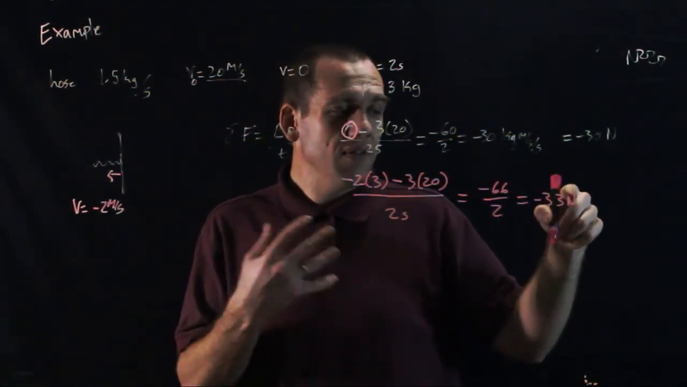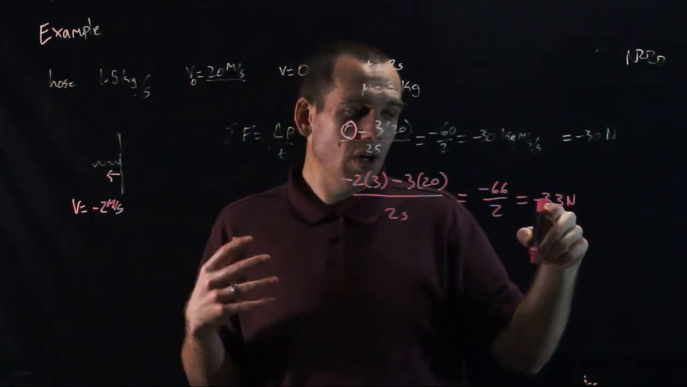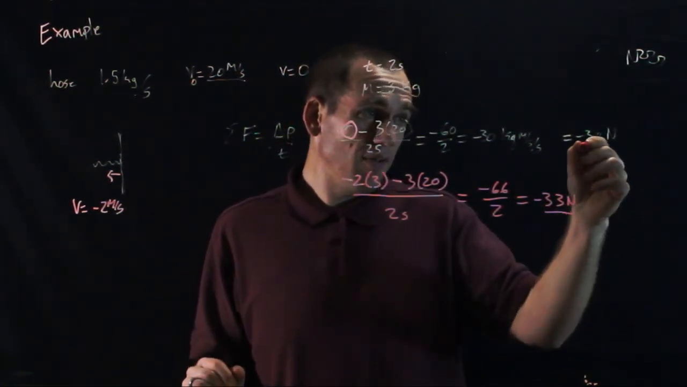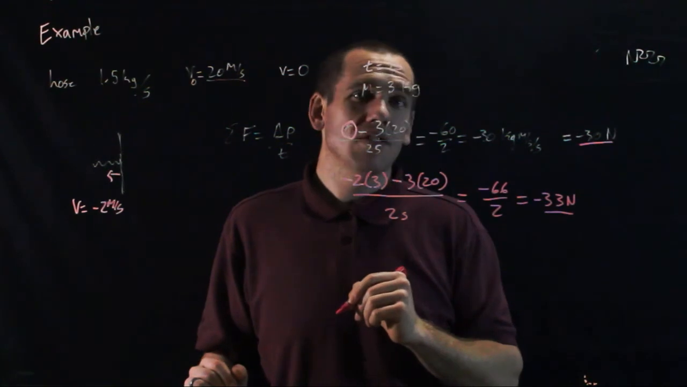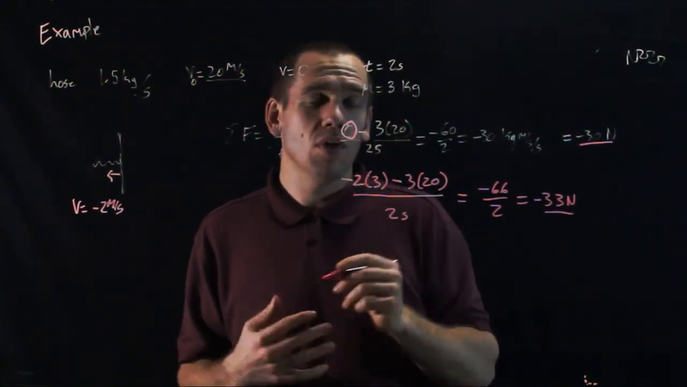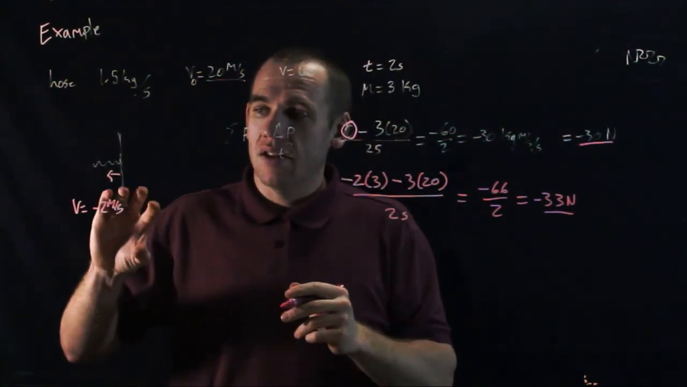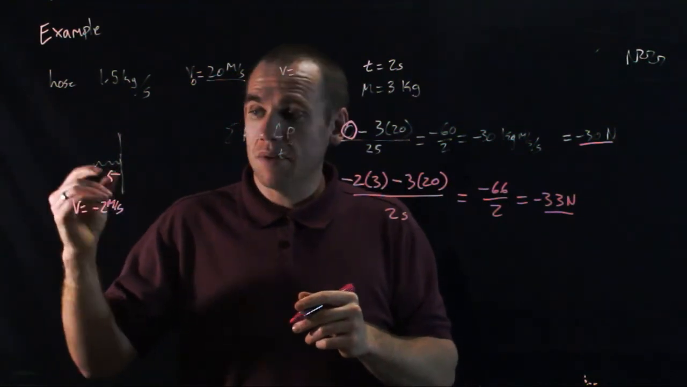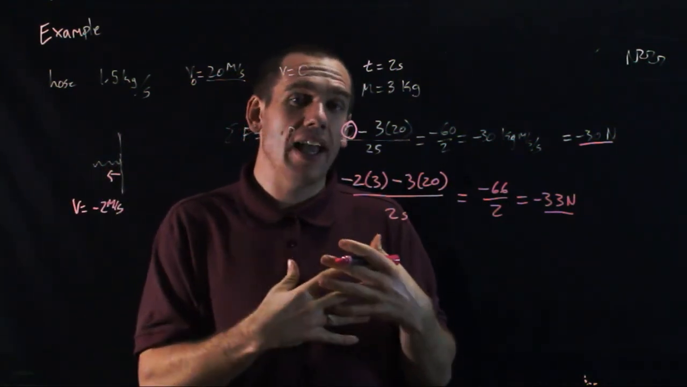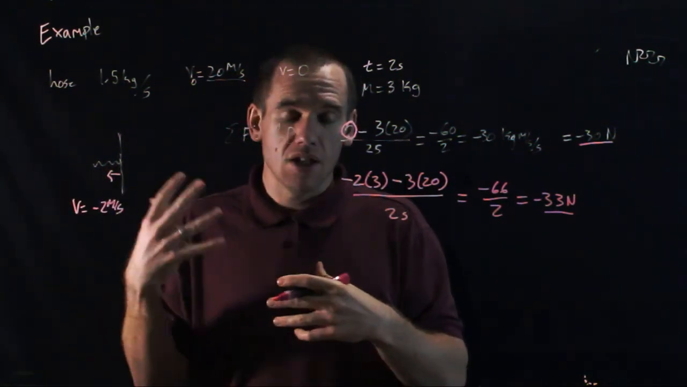So there's a force of negative 33 newtons exerted on the water by the car in this case, and a force of only negative 30 newtons exerted on the car in that case. And so what we see is that when something bounces off, that is, comes back with a different velocity, it actually has a greater change in momentum than just stopping.